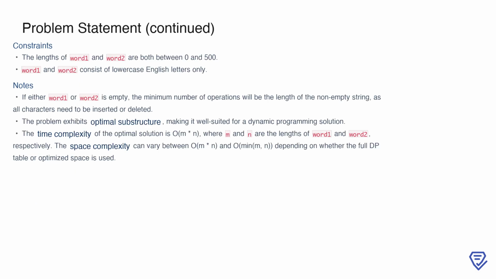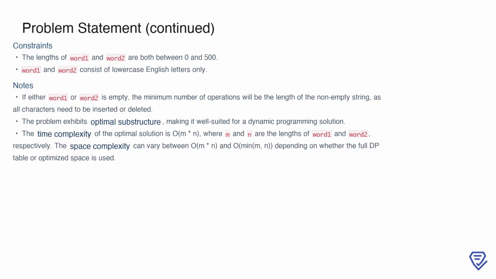Now, considering the constraints, both word1 and word2 can have lengths between 0 and 500, and they consist only of lowercase English letters. If one of the strings is empty, the minimum number of operations required is simply the length of the non-empty string, as we would need to either insert or delete all its characters.